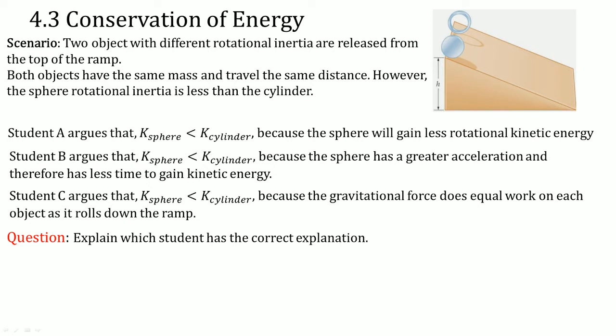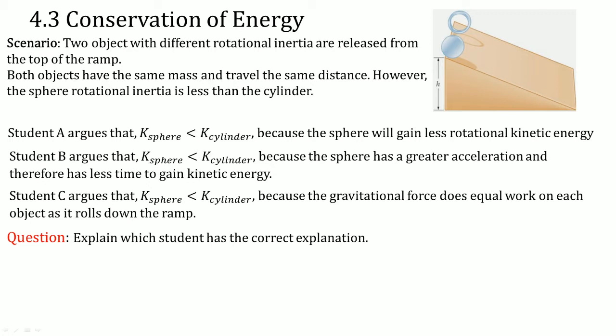Student A argues that the kinetic energy of the sphere is less than the kinetic energy of the cylinder because the sphere will gain less rotational kinetic energy. Student B argues that the kinetic energy of the sphere is less than the kinetic energy of the cylinder because the sphere has a greater acceleration and therefore has less time to gain kinetic energy.